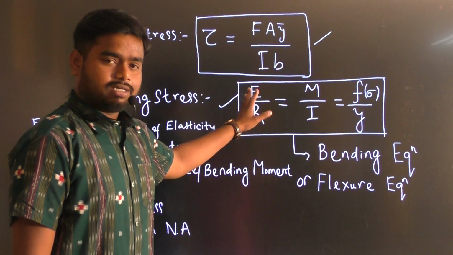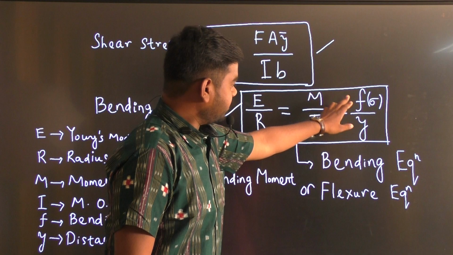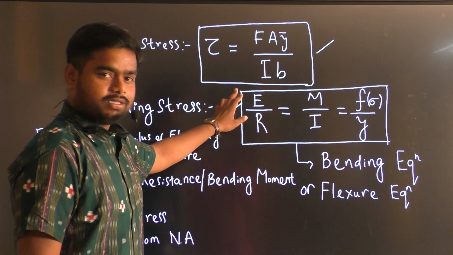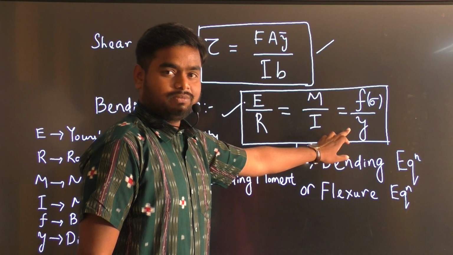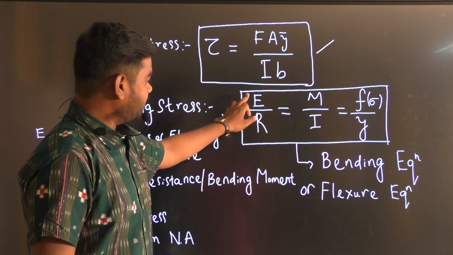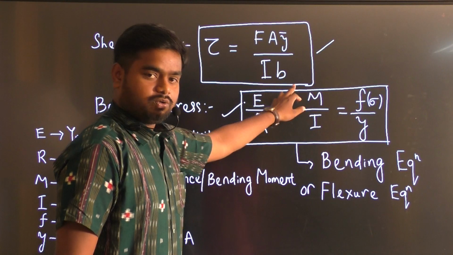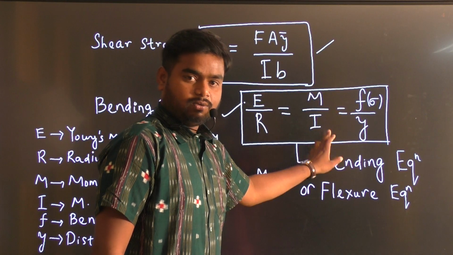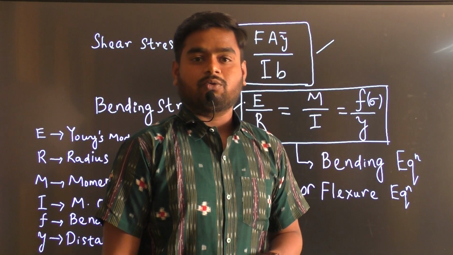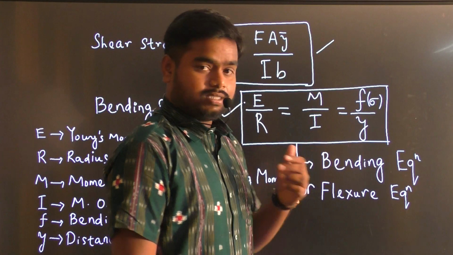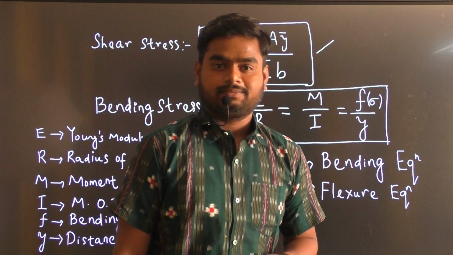This equation can also be remembered with a simple trick: E by R is equal to M by I is equal to F by Y. We can remember it as "Elizabeth Rani, may I follow you." E by R is equal to M by I is equal to F by Y. So in the next class we are going to derive this expression, calculate the bending stress, and discuss how to utilize this formula to calculate the bending stress.